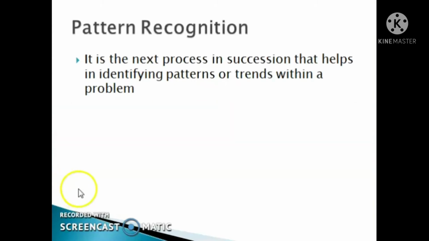Next is pattern recognition. Pattern recognition is the next process in succession that helps in identifying patterns or trends within a problem. Once we have decomposed a complex problem into smaller problems, the next step is to look at the similarities they share. We look for patterns when we play games to decide when to do certain things. Based on experience, we develop shortcuts for mapping problem characteristics to arrive at a solution.